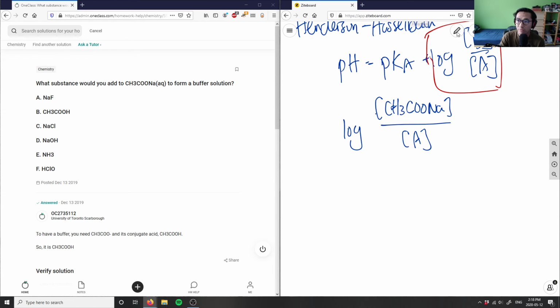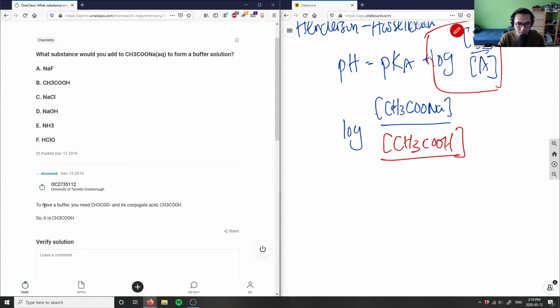So in order for me to form a buffer, I'm going to need CH3COOH. So this guy here is my answer. B here is my answer. And as you can see, the solution is also correct. To have a buffer, you would need CH3COO minus and its conjugate acid CH3COOH.